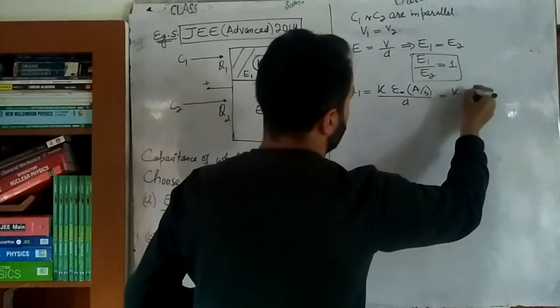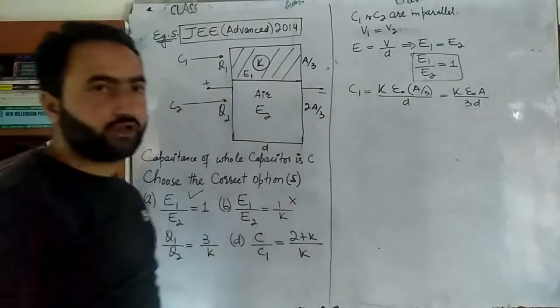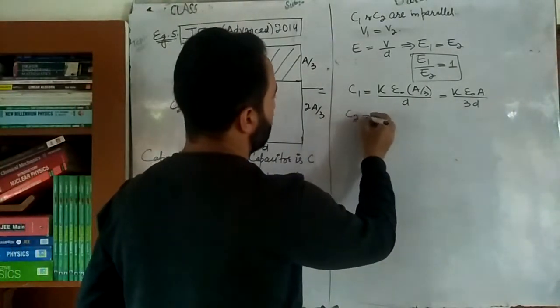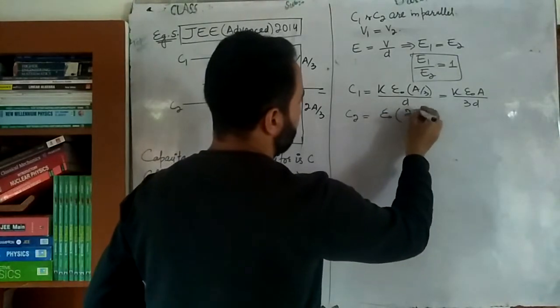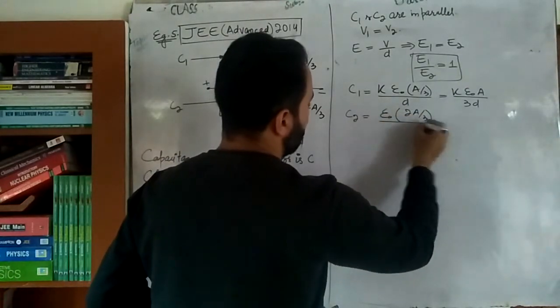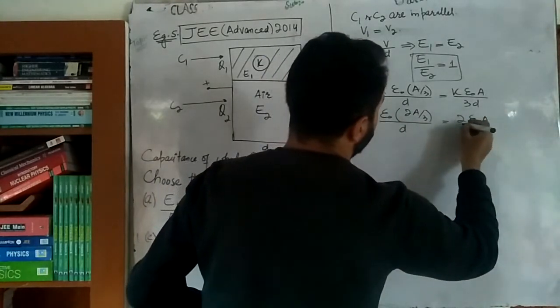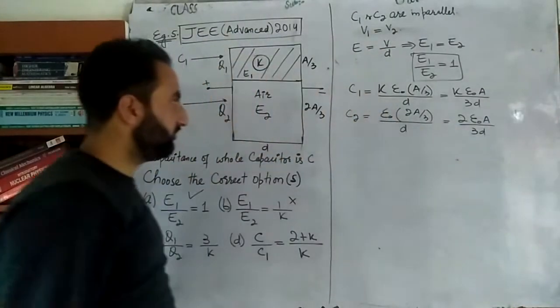So it is K epsilon naught A divided by 3D. Done. Then let's calculate C2. So how much is C2? C2 will be equal to, its dielectric constant is 1, so epsilon naught multiplied by area of plates 2A by 3 divided by width, that is D. So it is twice epsilon naught A divided by 3D. Okay, so this is C2.